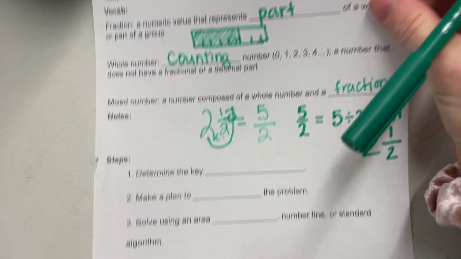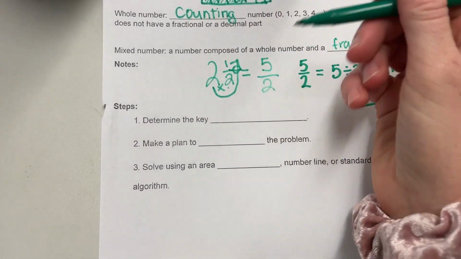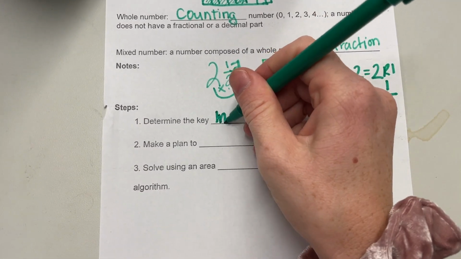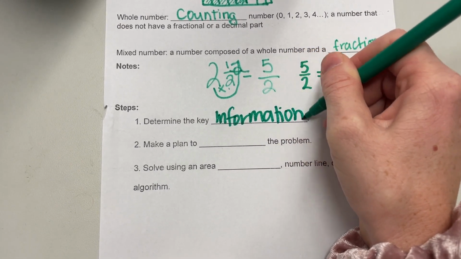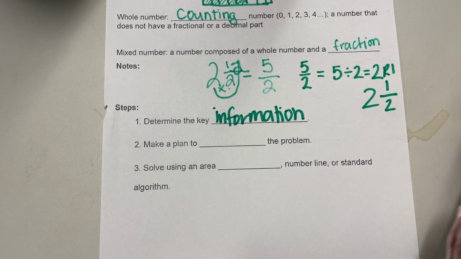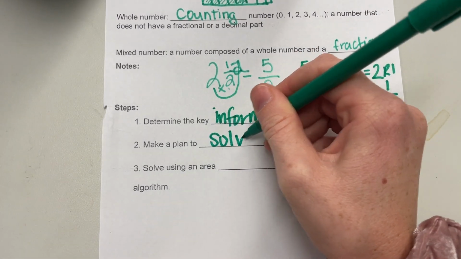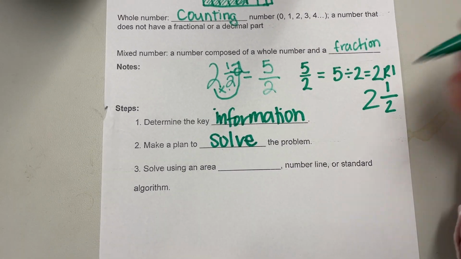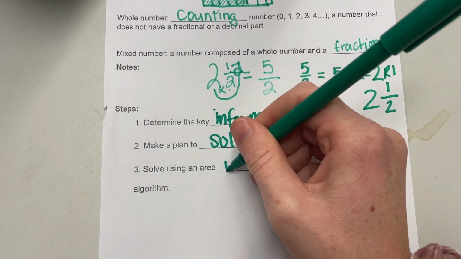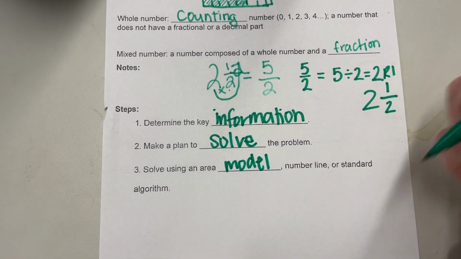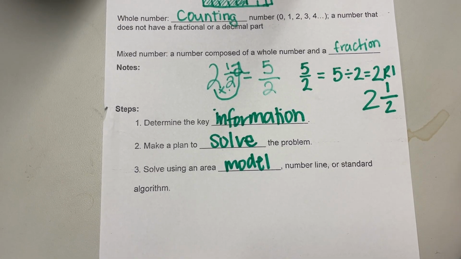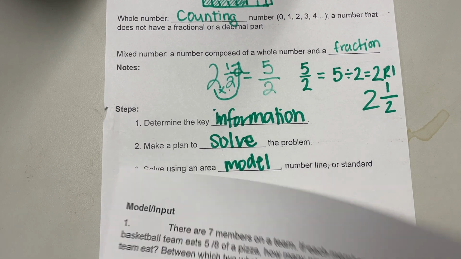Okay, we have 3 short steps today. First one is determine the key information. Second step is make a plan to solve the problem. And then third, solve using an area model, a number line, or the standard algorithm. I'm going to get out my model. So I'm getting out my red pens here, pausing, you're watching.